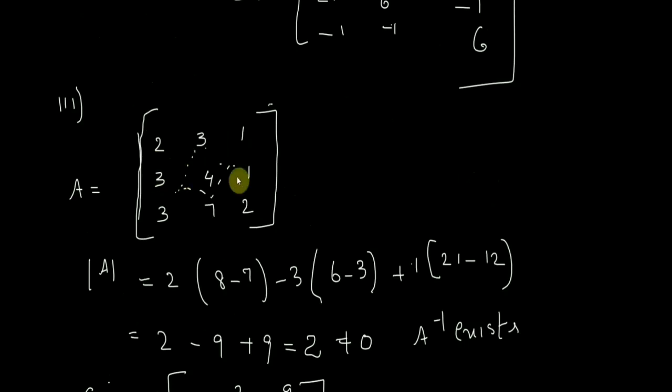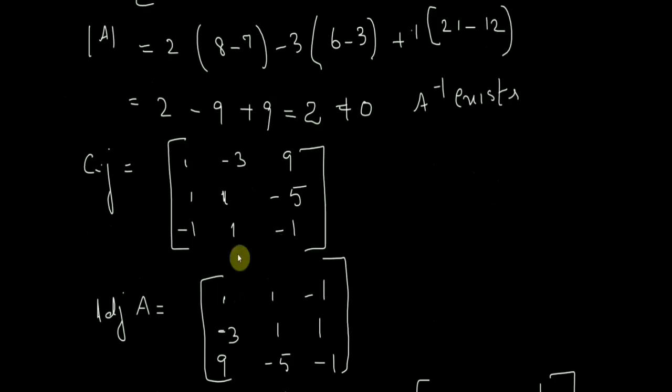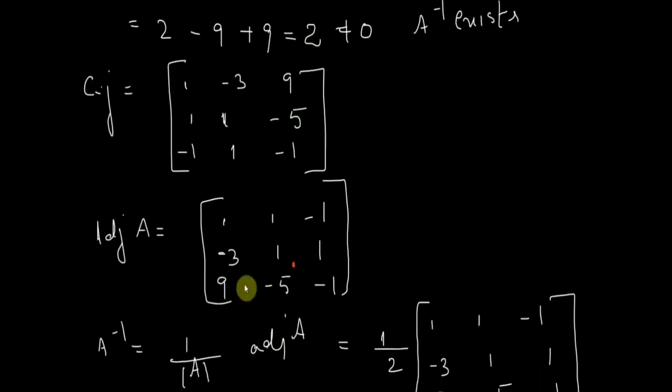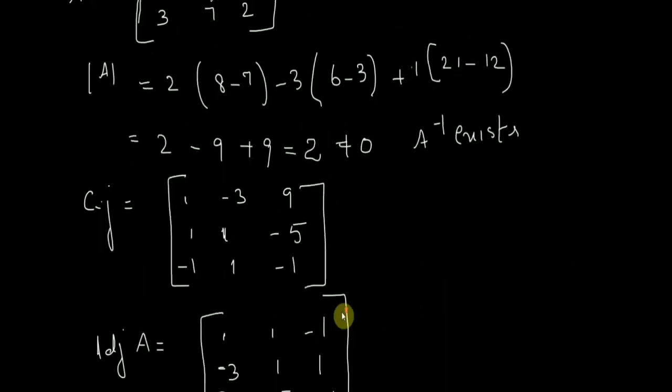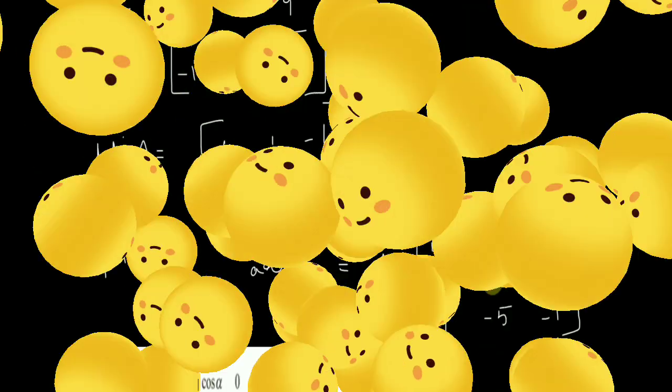Similarly, for this 3 it will be 6 minus 7. So we have to find the cofactors of each and every element. Then the adjoint of A is the transpose of this: the first column becomes the first row, the second column becomes the second row, the third column becomes the third row. So A inverse is 1 by determinant of A into adjoint of A. So the determinant of A is 2, into the adjoint of A.